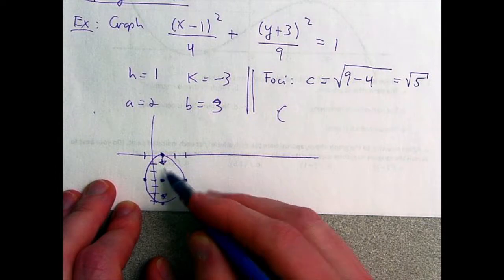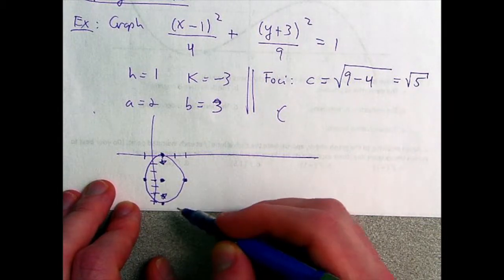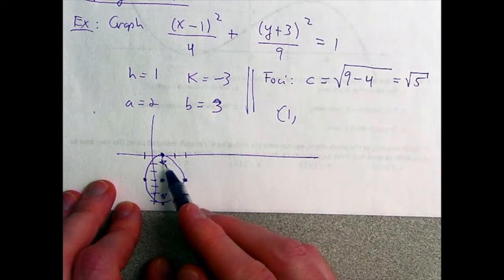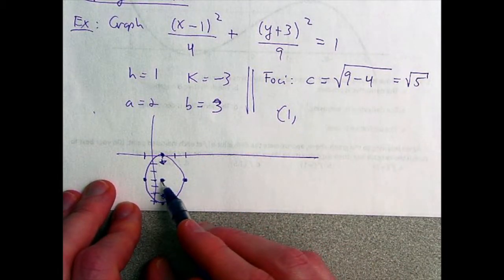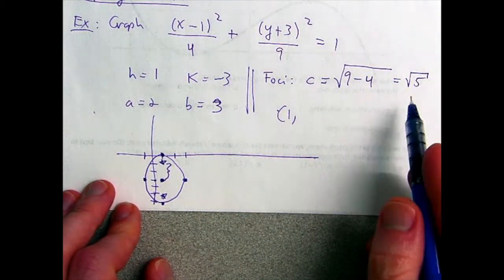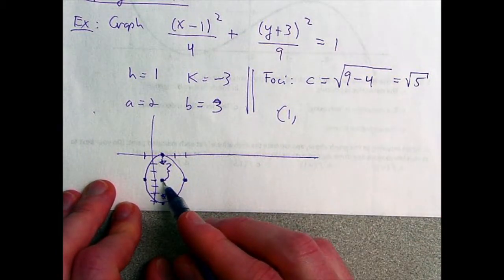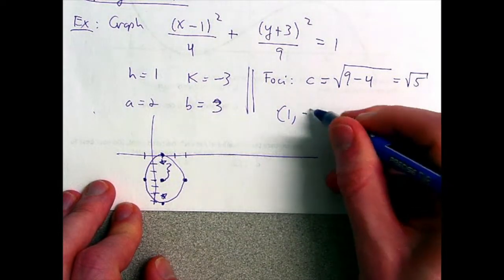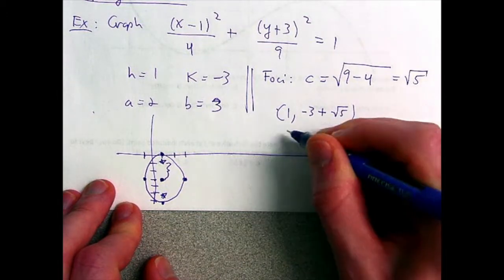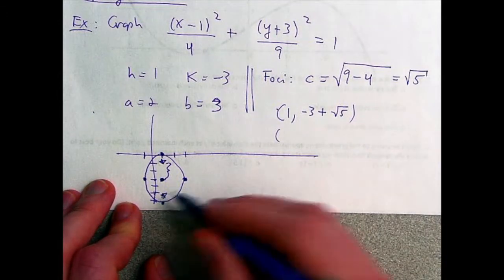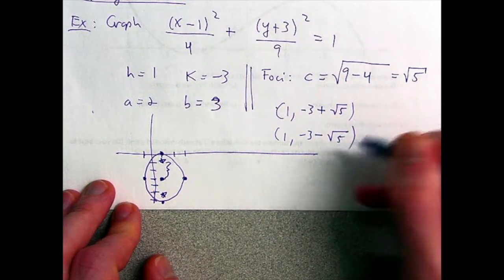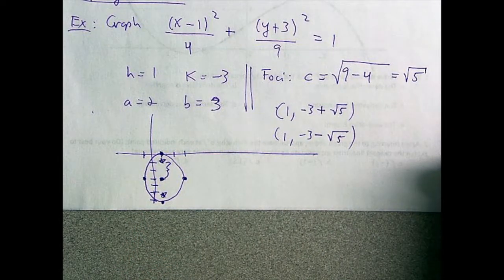Of course, the foci have the same x-coordinate as the center, which we said was 1. Now, what is the y-coordinate of this focus? Well, it's the y-coordinate of the center plus that distance right there, which is root 5. So the y-coordinate of the center was, of course, negative 3. And then to go up here, I add root 5. So that's the coordinate of one focus. This focus here is going to be 1 comma negative 3 minus root 5. So those are the coordinates of the foci.